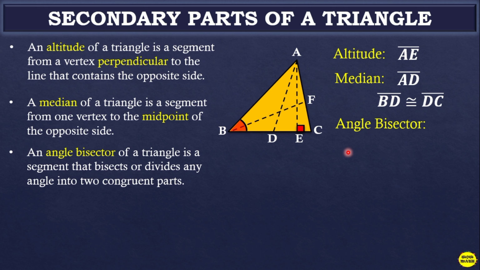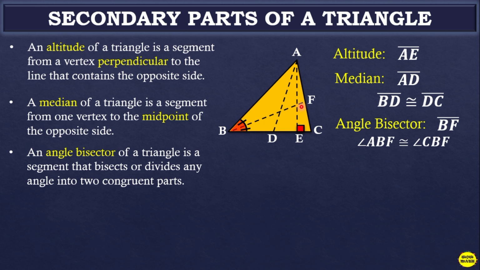So, your segment BF is your angle bisector here because it divides the angle, your angle B, into two congruent parts. So that's why angle ABF, this one, and angle CBF, this one, are congruent. Okay? They are congruent because we have the angle bisector which is BF.